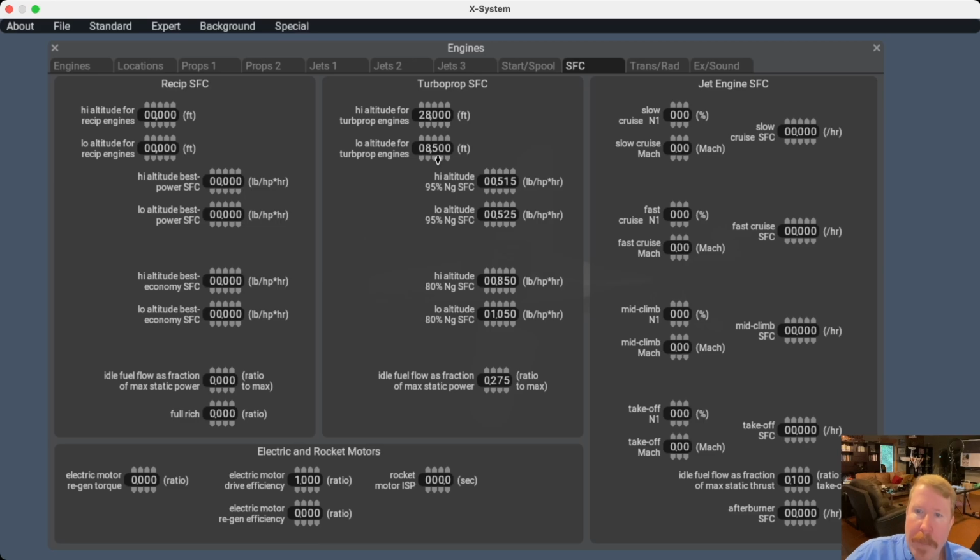Now, sure, we have our high and low altitude SFCs, or specific fuel consumptions, but now rather than making the fuel mixture ratio be the deciding factor between the two numbers we want to enter, like you did for the reciprocating engine, now it's percent NG. What's NG? NG is the gas generator RPM. It's how fast that little compressor inside the engine is spinning.